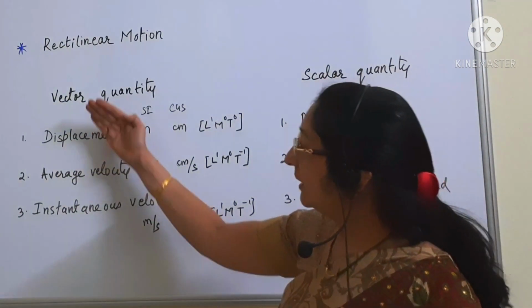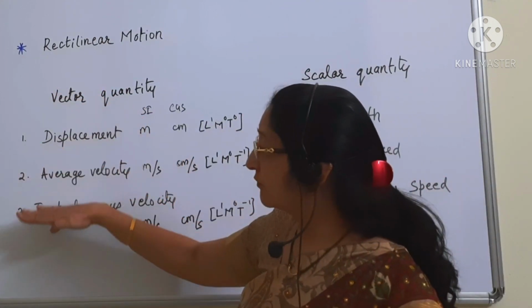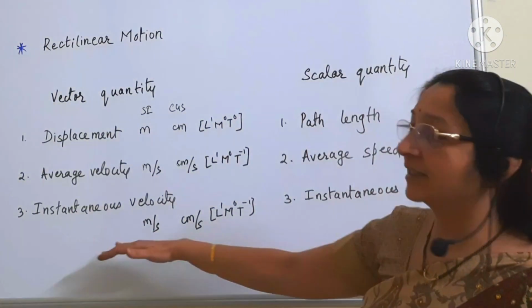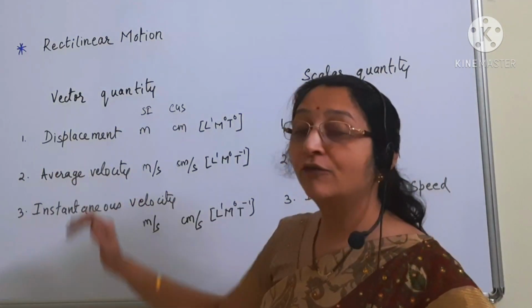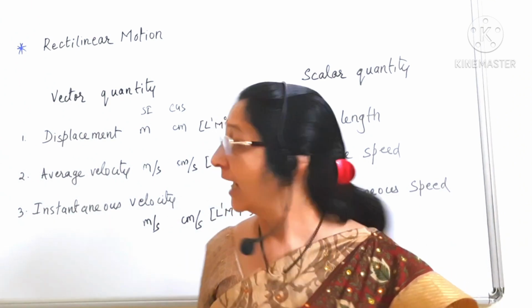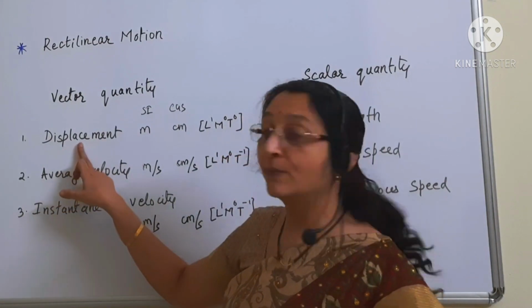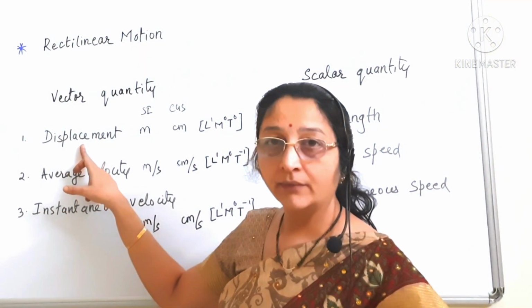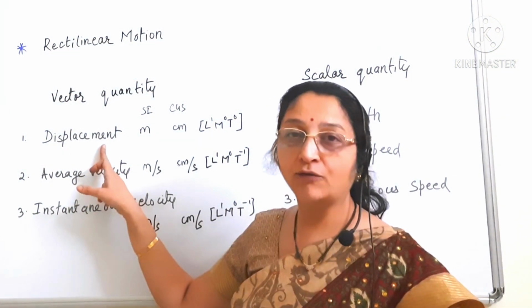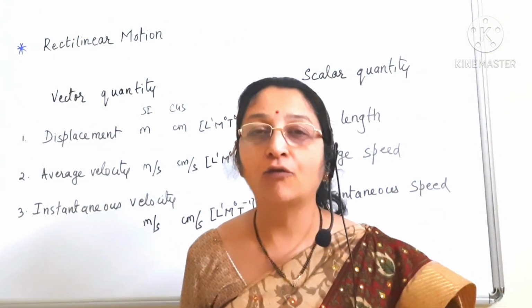The difference between these is that displacement, average velocity and instantaneous velocity require direction, because they are vector quantities. The direction of the displacement, average velocity and the instantaneous velocity is along the direction of their motion. That is, the direction of displacement is along the direction of motion of the body. The direction of average velocity is along the direction of the displacement of the body, and the direction of the instantaneous velocity is along the direction of the displacement of the body.